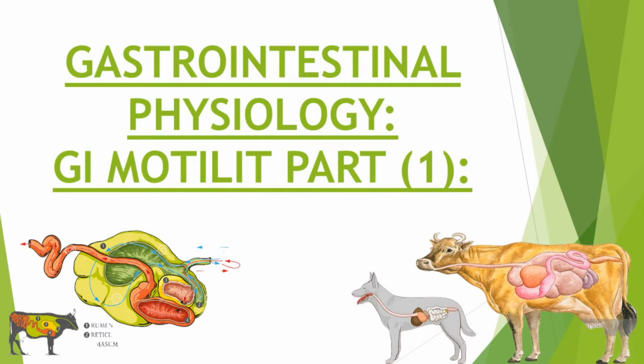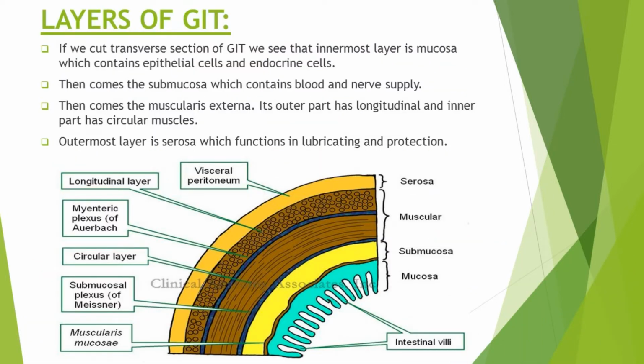Today the topic of my discussion is gastrointestinal motility. Before starting our topic, we should know what the layers of the gastrointestinal tract are. If we cut a transverse section of the gastrointestinal tract, we see that the innermost layer is mucosa. After mucosa comes submucosa. After submucosa is muscularis externa, and after muscularis externa, the outermost layer is serosa.